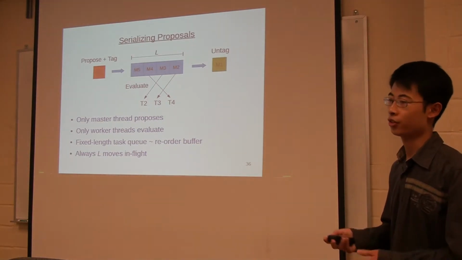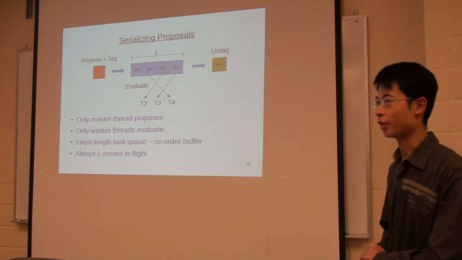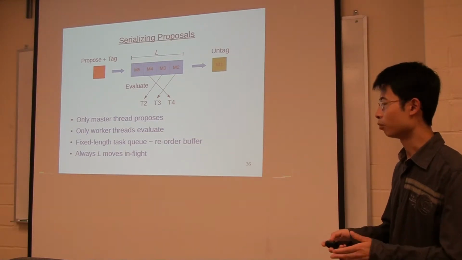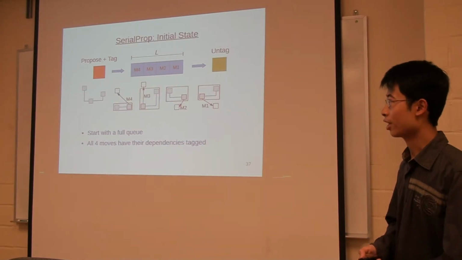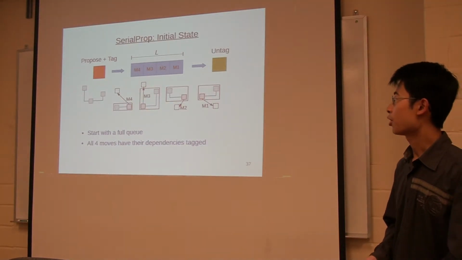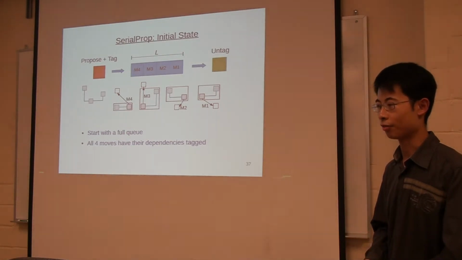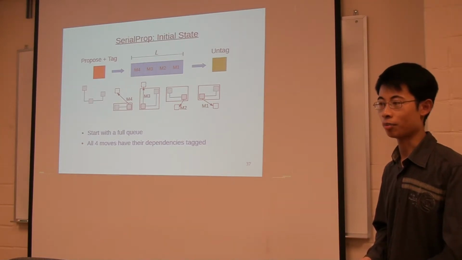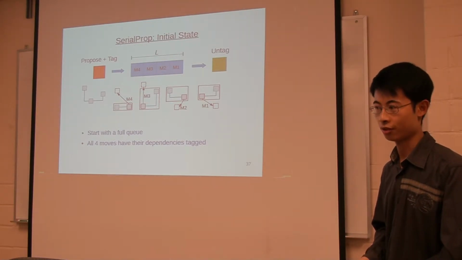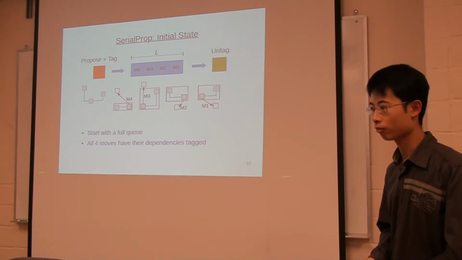And it's actually simpler than a reorder buffer because we keep it full at all times. We make sure there are always L moves in flight, where L is the length of this queue. Here's an example. We start with a queue of length 4, and there are 4 moves that have been already proposed and put in the queue. Their dependencies have all been tagged already. They don't conflict with each other, so any thread can take any of these moves to evaluate.